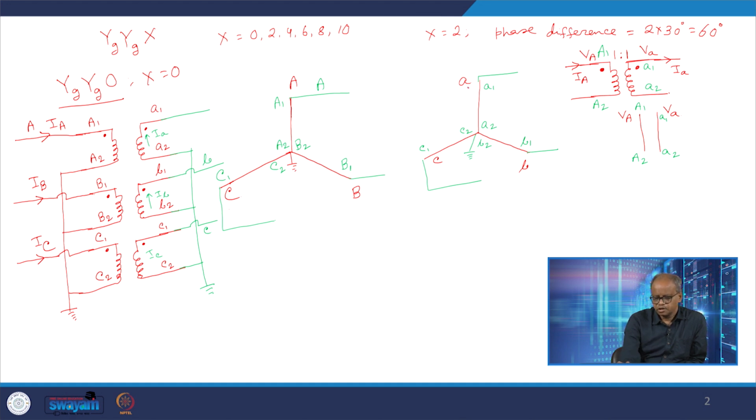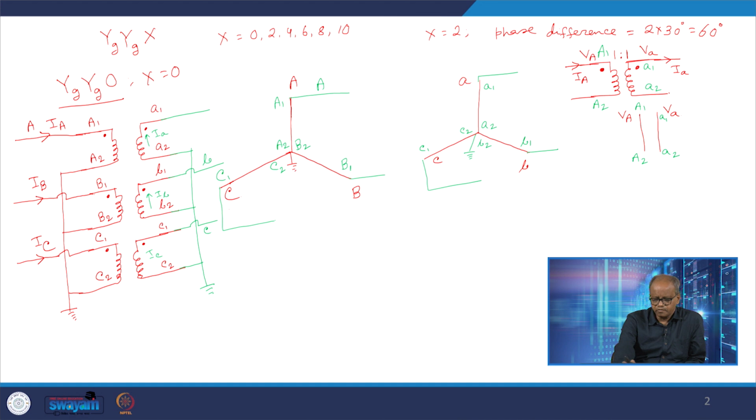So from here we can automatically see that what we have to do is tie up A2 B2 C2 together and ground that particular node, and then from the small a1 terminal we will take secondary side phase A, from small b1 terminal we will take secondary side phase B, and from small c1 we will take secondary side phase C.